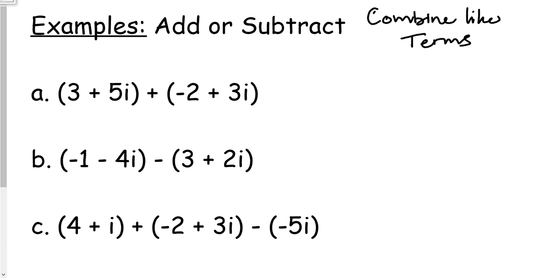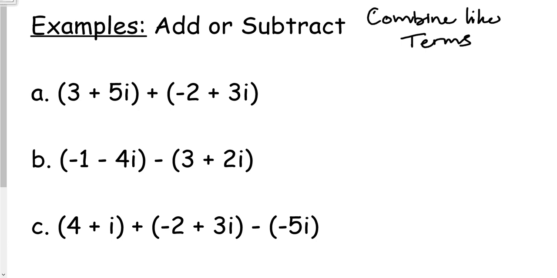So we have the complex number 3 plus 5i, where the real number component is 3, the imaginary component is 5i, and we're going to add that to negative 2 plus 3i, where the real number component is negative 2 and the imaginary number component is 3i. These are two complex numbers that are being added together.